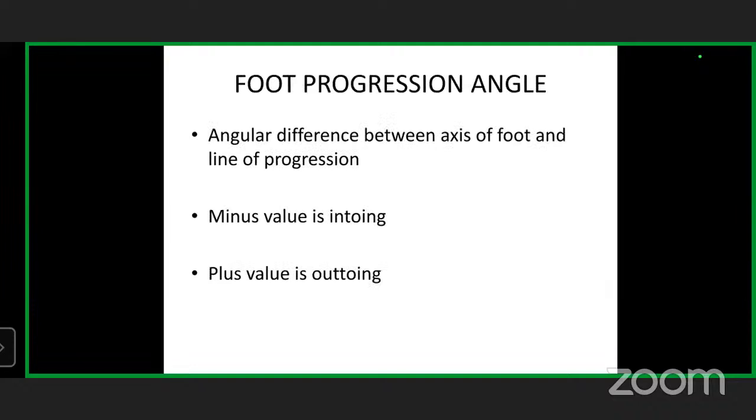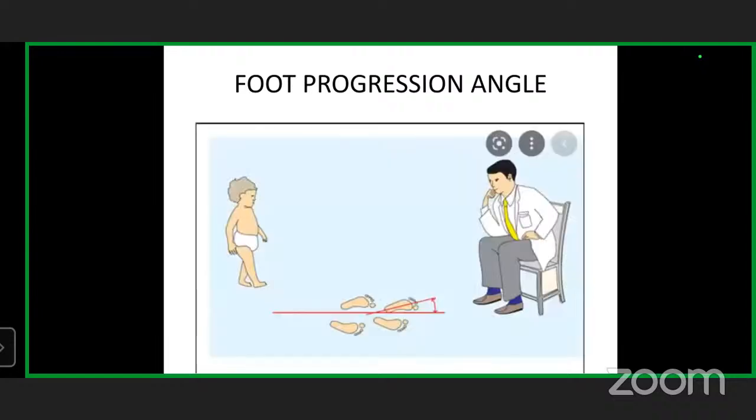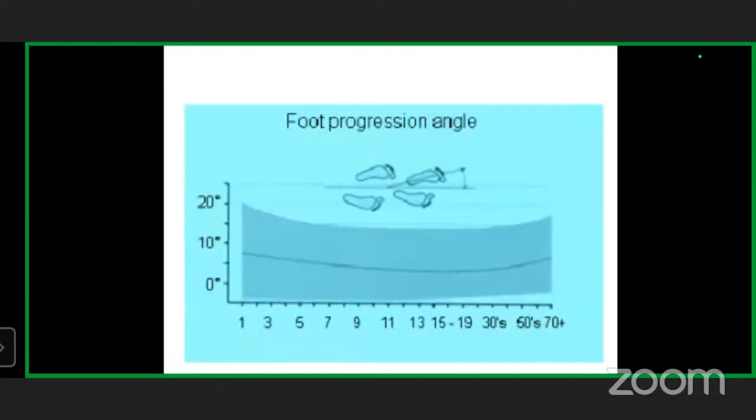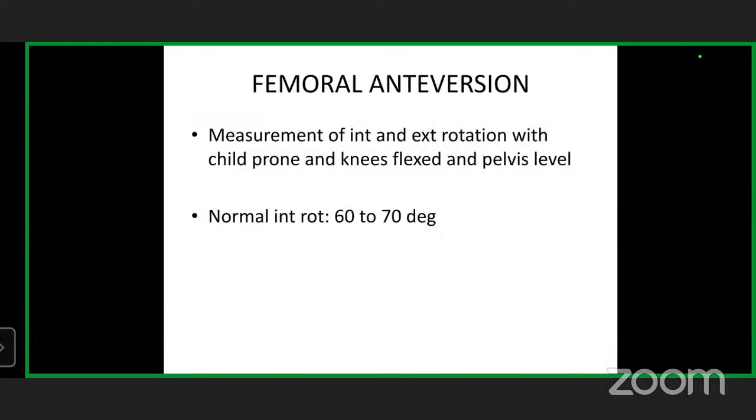Coming to the foot progression angle, it is the angular difference between the axis of the foot and the line of progression. If it is an in-toeing gait, it is measured as a minus value, and if it is an out-toeing gait, it is measured as a plus value. The center red line is the line of progression, the straight line in which the child walks, and we have to measure the degree between the line of progression and the foot progression. Usually it falls between -5 to +20 degrees, and commonly from -5 to 15 degrees. That is the normal foot progression angle. Anything deviating beyond this is considered pathologic.